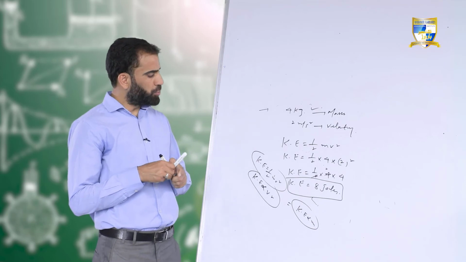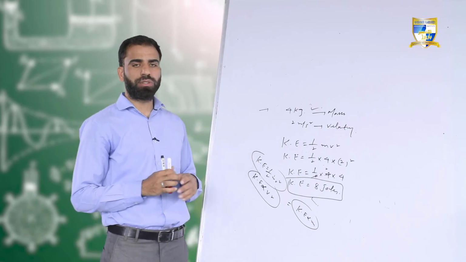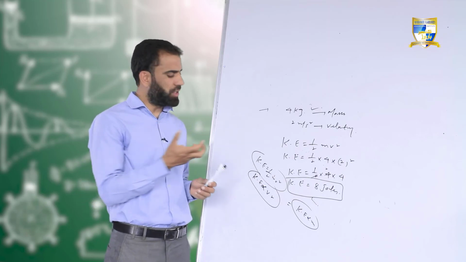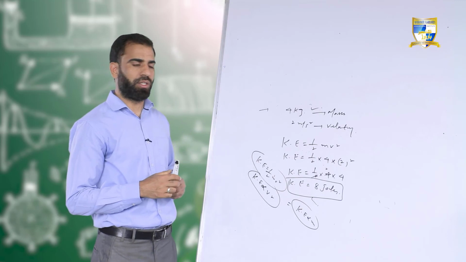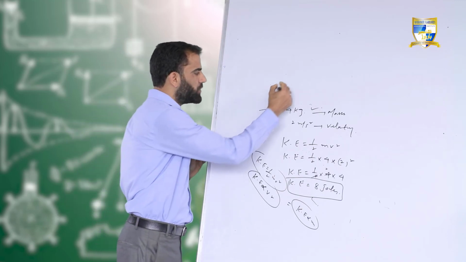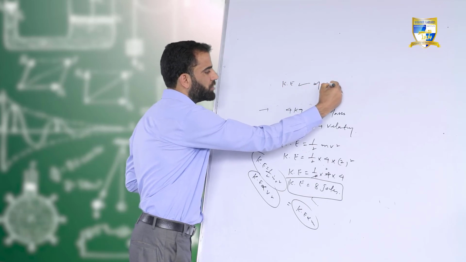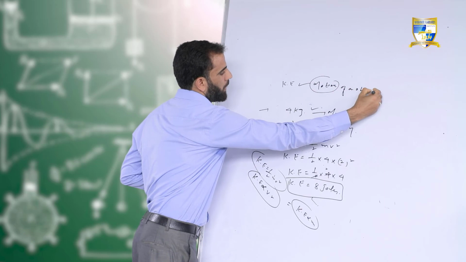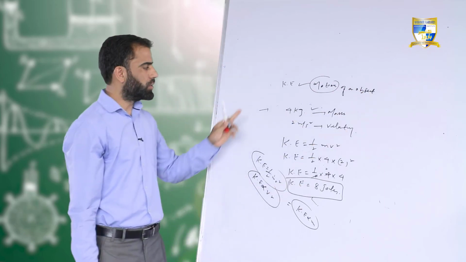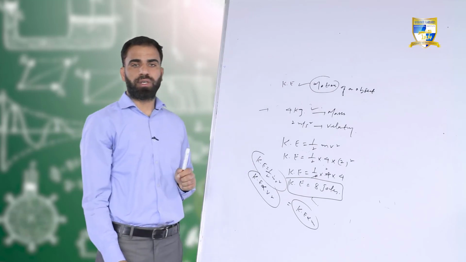Actually, when an object is in motion, it will have kinetic energy. When an object is at rest, it doesn't have any velocity, so it will have zero kinetic energy. So kinetic energy is associated with the motion of an object. When there is no motion, there is no kinetic energy. When there is motion, there is kinetic energy.